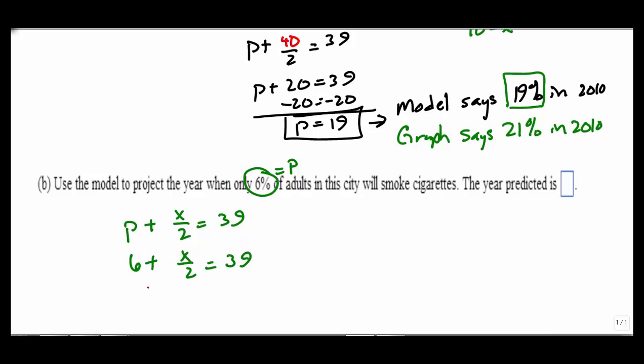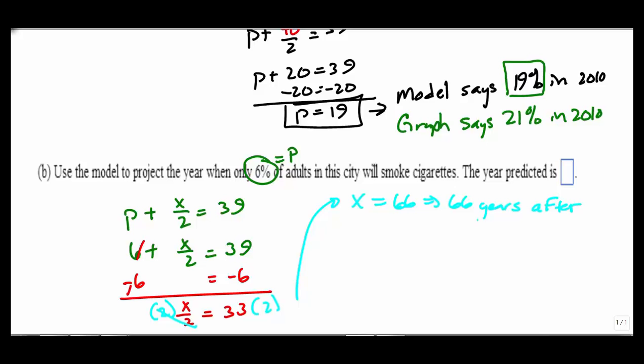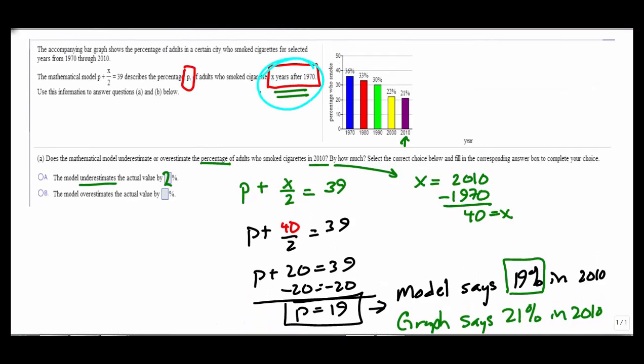So we would go ahead and subtract 6 from both sides, because again we're trying to solve for x here. So I have x over 2 equals 39 minus 6 is 33. Multiply both sides by 2 to clear that fraction. And I get x equals 66, but this is not my answer. This is 66 years after 1970. Because remember, up here in my original variables that we were talking about, it says x years after 1970.